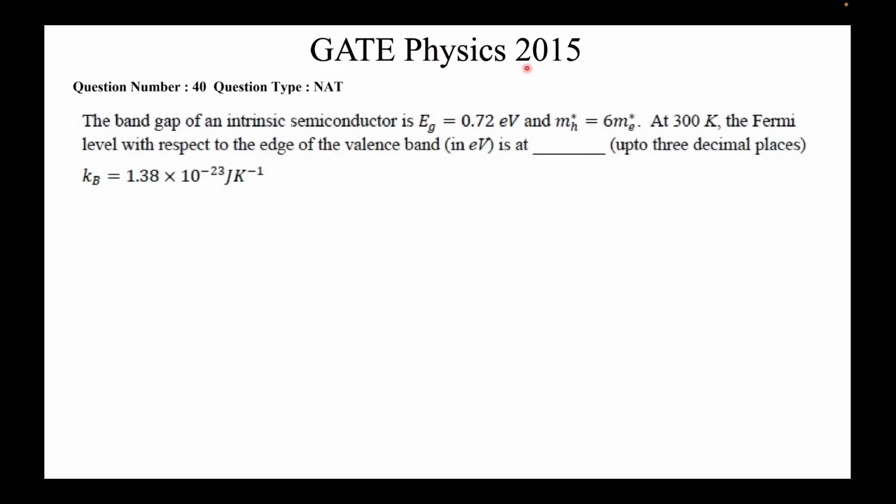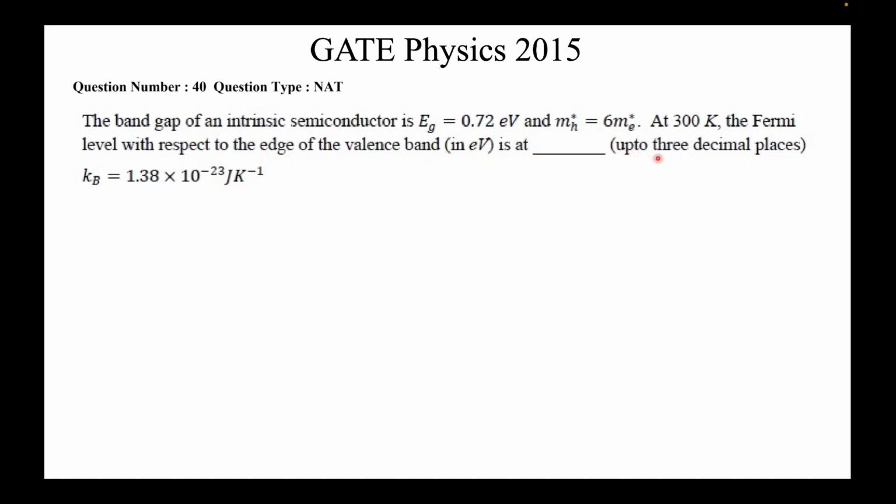The problem from GATE Physics 2015 reads as follows. The band gap of an intrinsic semiconductor is Eg equal to 0.72 electron volts and mh star equal to 6 times me star, where mh star is the effective mass of holes and me star is the effective mass of electron. At 300 Kelvin, the Fermi level with respect to edge of valence band is.